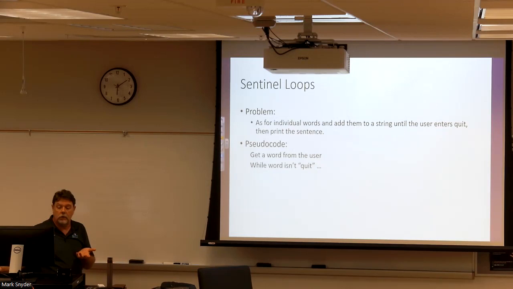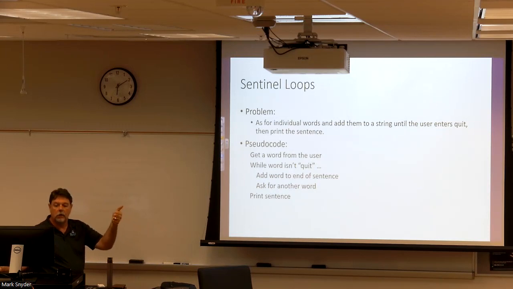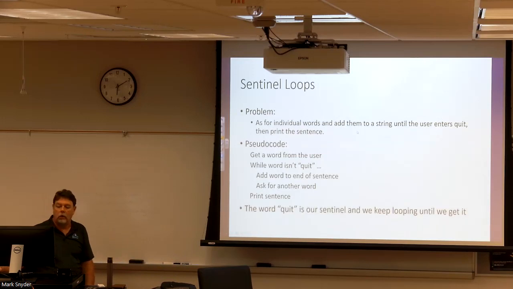Okay, we get a word from the user. While the word isn't quit, we add the word to the end of the sentence, and we ask for another word. Then after we get done with the loop, we print the sentence. So that's our pseudocode, right? We've set our initial condition by asking for the first word from the user. We've checked our loop condition while the word isn't quit. We do some work, add the word to the end of the sentence, and then we modify our loop condition by asking for another word. So it's got all the proper components of it, and it does what we were asking it to do. And as we know, the word quit is our sentinel in this example, and we'll just keep looping until we get it.